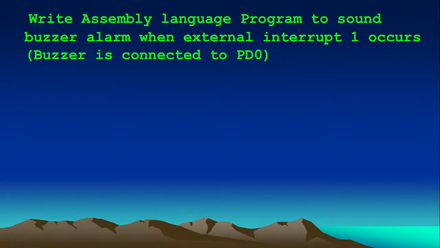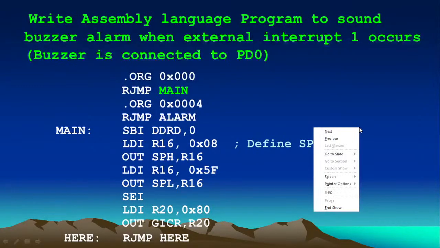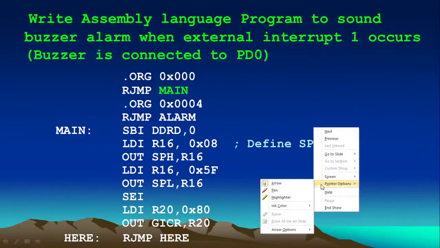The task given to you during the last lecture was to write an assembly language program to sound a buzzer alarm whenever external interrupt 1 occurs, assuming that the buzzer is connected to the PD0 pin. So this is how you can write the assembly language program. Let me explain it here.